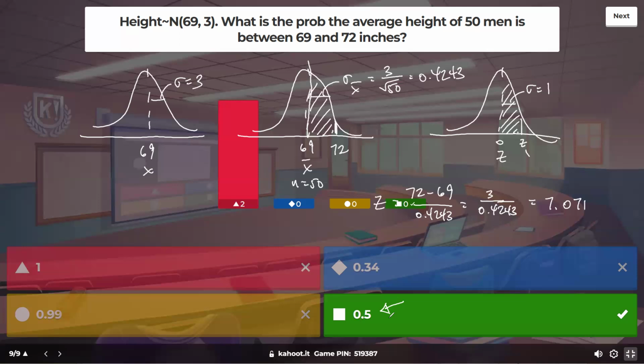Say more about that. So when we find one Z, we got 7.07, right? Yep. So to find the other Z, do we follow the same process? Sure. But what's going to happen if I have 69 minus 69 up here? What am I going to get? Zero. Yeah. So that second one's easy.